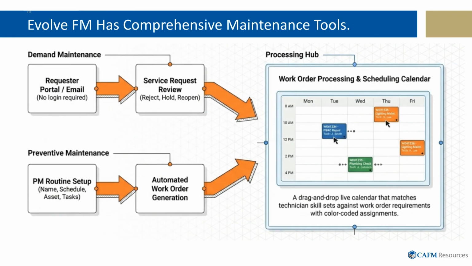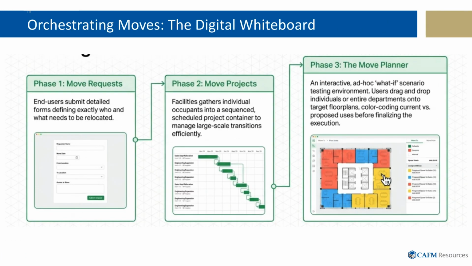Evolve FM includes comprehensive maintenance tools for both demand and preventative tasks. Its processing hub features a drag-and-drop calendar that matches technician skill sets against work order requirements, allowing for efficient scheduling and color-coded assignments. Orchestrating moves is simple with Evolve's digital whiteboard.